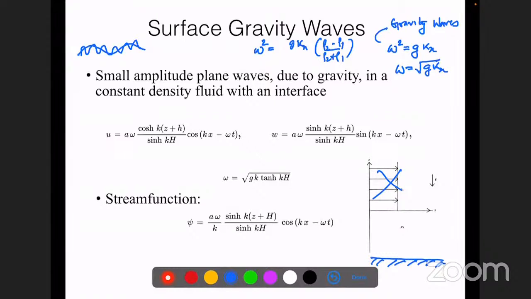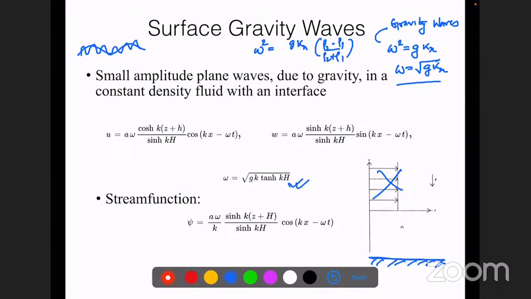There is no imposed flow in the system, and you can, for the time being, ignore the dynamics due to surface tension and the dynamics that come about because of the top air region. So all that taken into account, the frequency would be root gk. But if there is a bottom boundary, it's not infinity, then it gets slightly modified. It becomes root gk tanh kh. So there is an h which appears there.